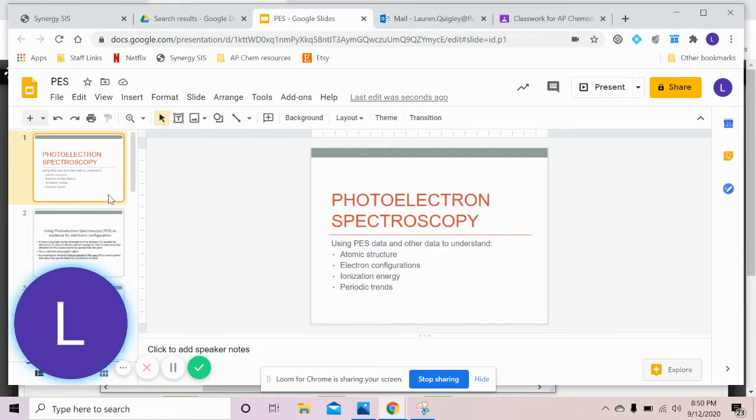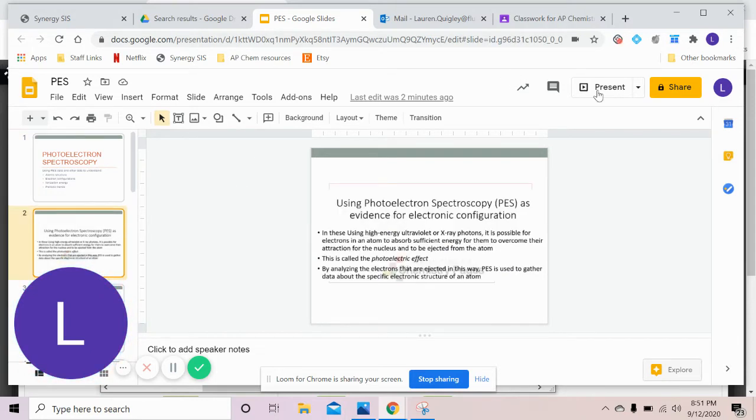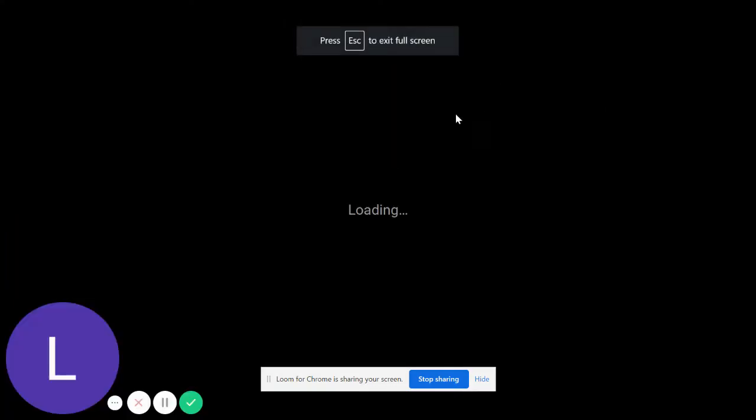This is going to be on objective 1.6 in Unit 1. So this is on photoelectron spectroscopy. Just like our mass spec objective, this is basically all about being able to read a graph. Photoelectron spectroscopy is based on electron configurations, essentially.